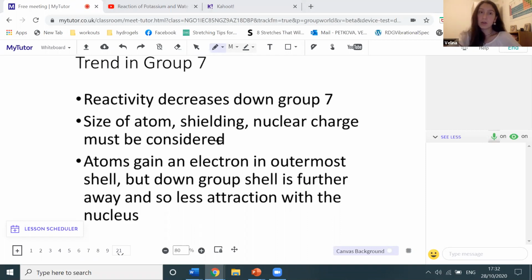Reactivity decreases down group 7 because the size of the atom and shielding of the nuclear charge need to be considered. Atoms in group 7 are looking to gain an electron. But down the group, the shell is further away, and so there's less attraction with the nucleus.